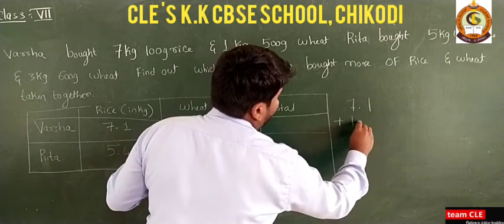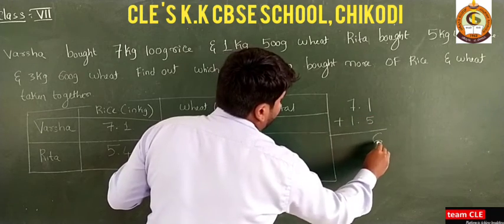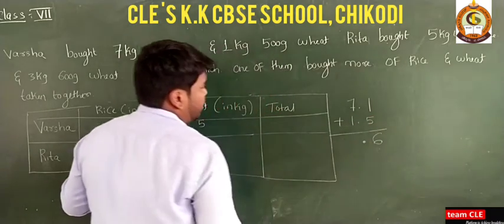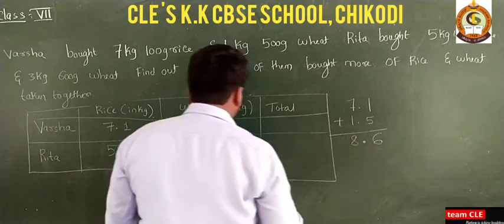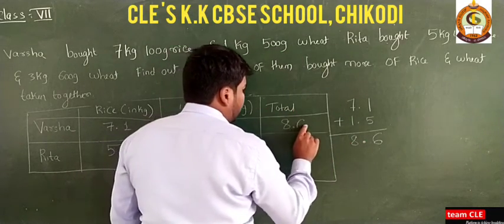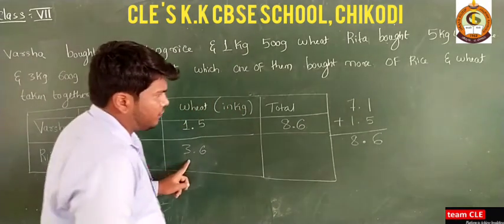7.1 plus 1.5. So 1 plus 5 is equal to 6, decimal point as it is. Similarly, 7 plus 1 is equal to 8, so this is 8.6. Okay. Similarly, 5.4 plus 3.6.